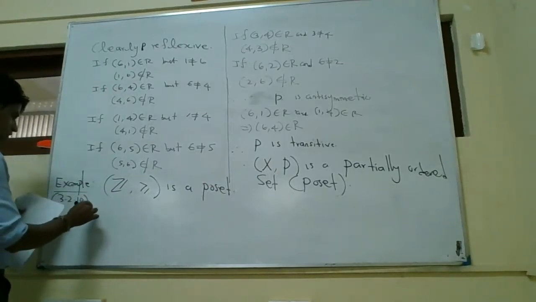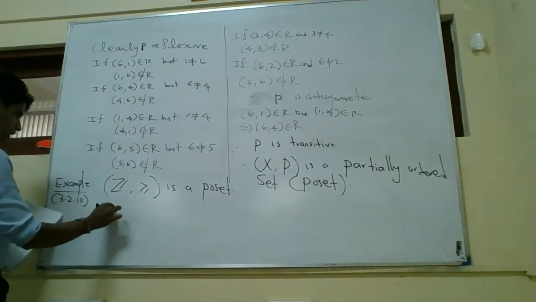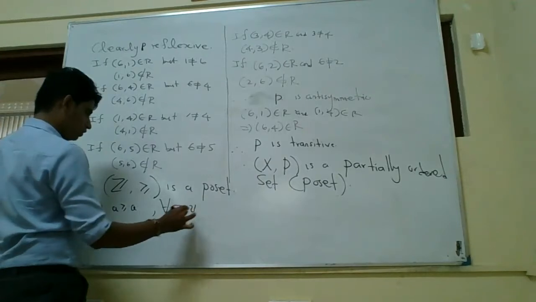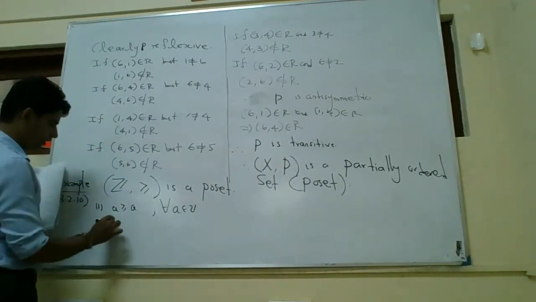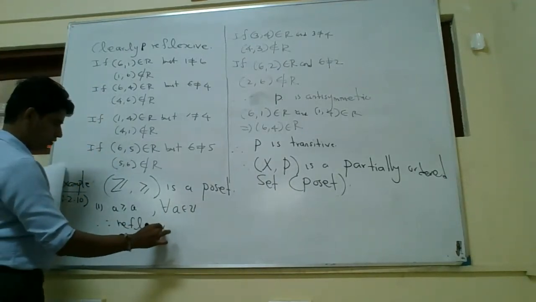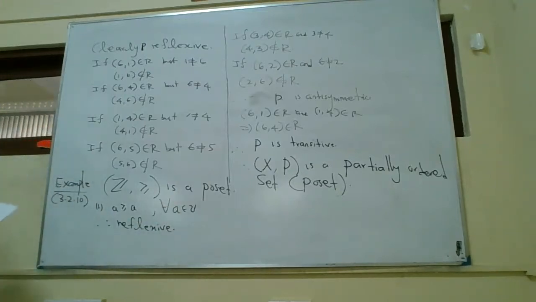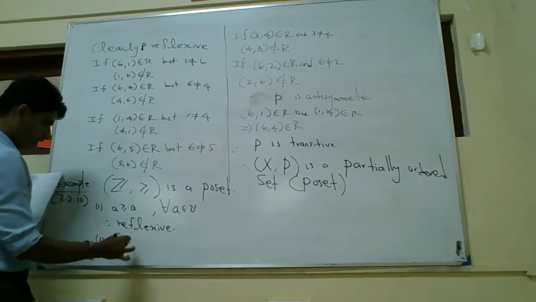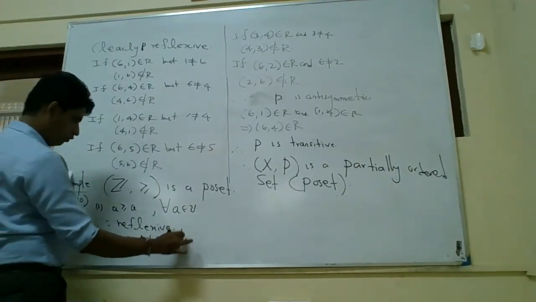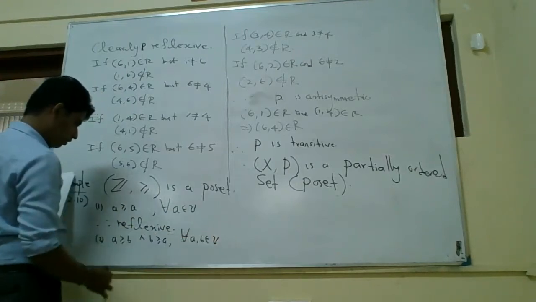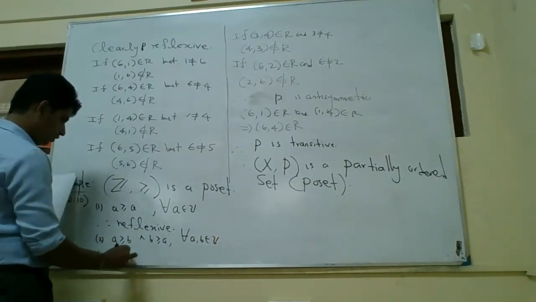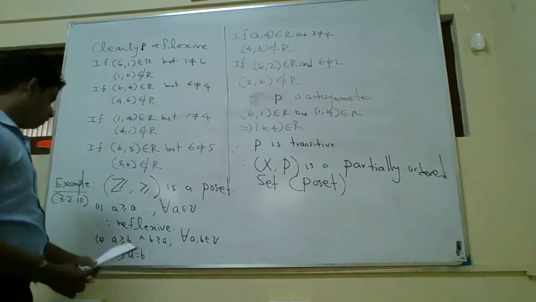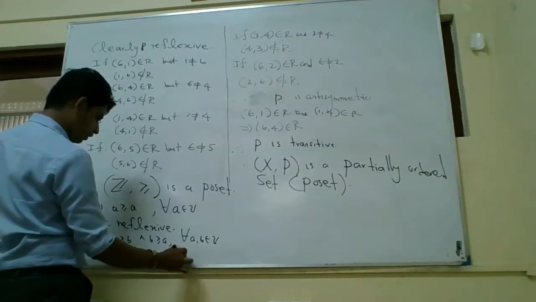For reflexive, for a particular element A belonging to the set, A is obviously greater than or equal to A. Therefore, reflexive. Antisymmetric also holds: suppose A greater than or equal to B and B greater than or equal to A, for all A, B belonging to the integers. Then both conditions are satisfied, so A equals B. Therefore, antisymmetric.